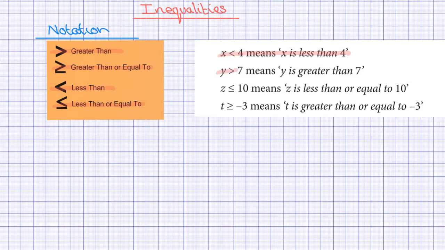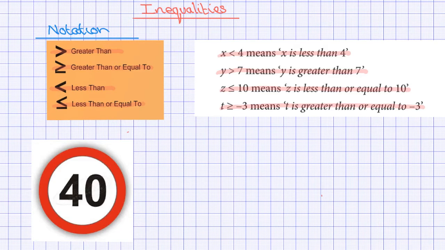This means y is greater than 7. This means z is less than or equal to 10. This means t is greater than or equal to -3. If you came across the following road sign, you could write the inequality for speed as s is less than or equal to 40. Meaning you can't go faster than 40 miles per hour.